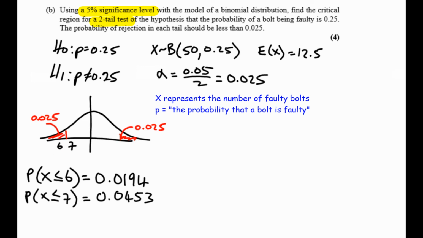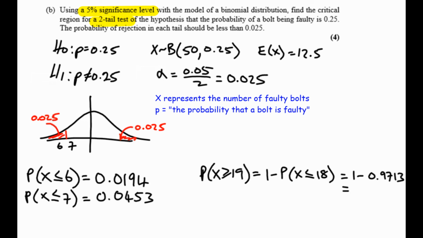Let's do a similar thing at the top end. Probability X is greater than or equal to 19. That's 1 minus the probability that X is less than or equal to 18. 1 minus 0.9713, which leads to 0.0287, very close to the probability we're looking for. Let's check X greater than or equal to 20.